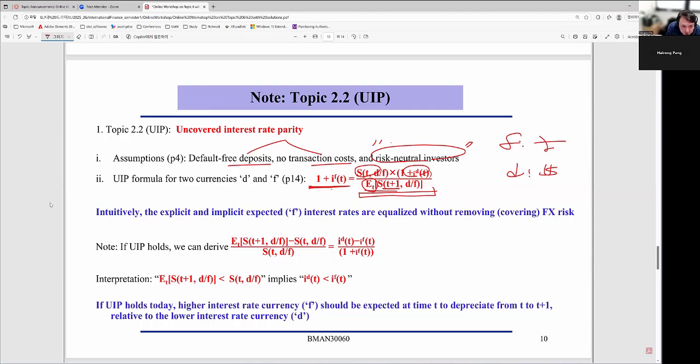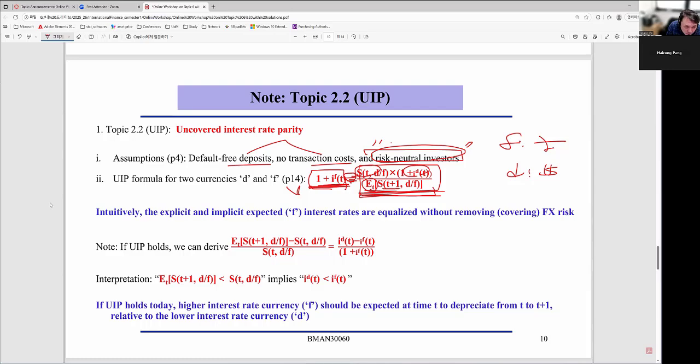So what you have here is a risk-free return. What you have here is the expected return. Why do we have equality? Because we assume risk-neutral investors. They don't care about risk. There is some risk involved with this strategy, but risk-neutral investors just don't care. If the expectation gives you 1 plus the risk-free rate, then they think these two are the same investment. So this is UIP. You can mention this one first.